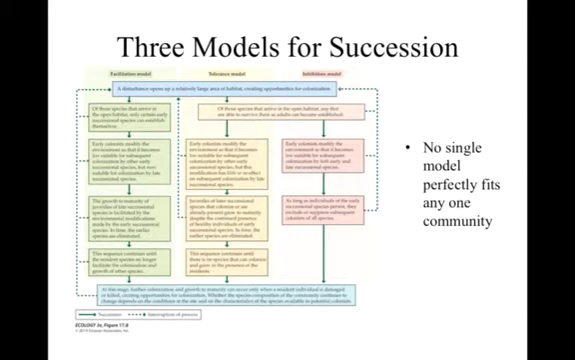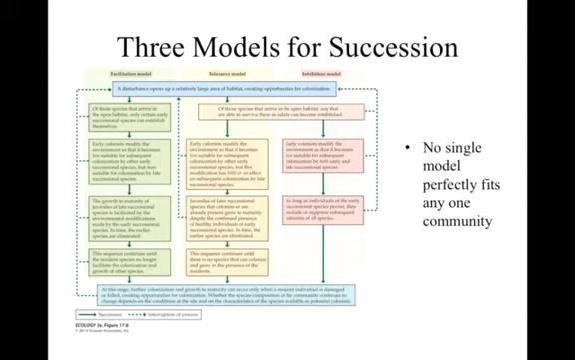This is a figure from your book, and it kind of just summarizes all the different processes and sort of how that trajectory from primary succession through secondary succession to the climax community occurs for the three different models, for the facilitation model, the tolerance model, and the inhibition model.